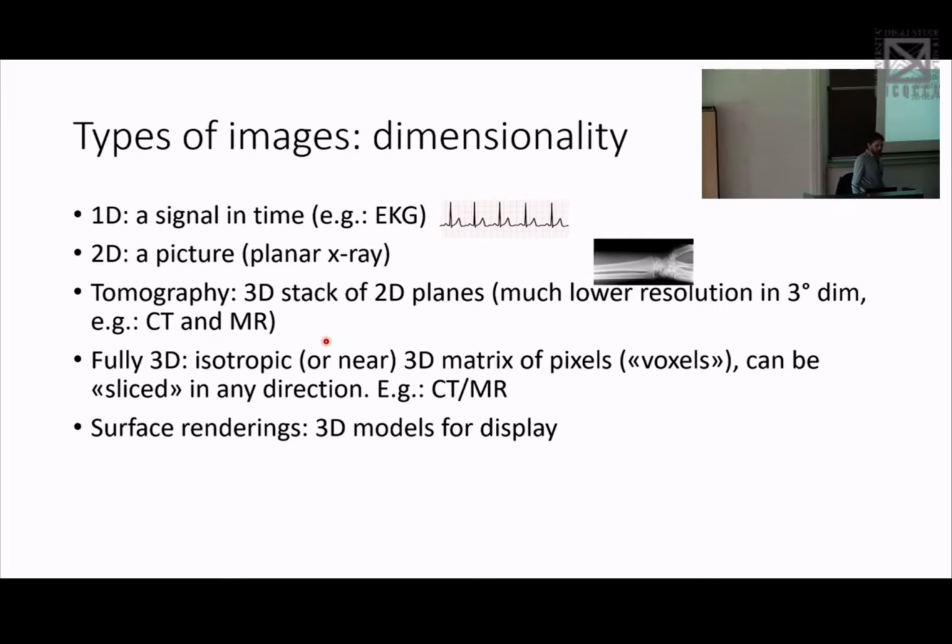We can have fully 3D isotropic imaging, which is a 3D matrix of pixels or voxels. And if they are isotropic, they can be sliced really in any dimension. And then it's also possible, for display purposes, which can actually be very useful maybe in surgery, to have 3D renderings. Like you take a CT scan of a leg, you give it to the orthopedician, he displays a 3D rendering and he understands the shape of the bone.